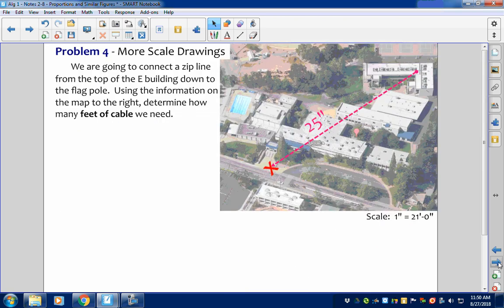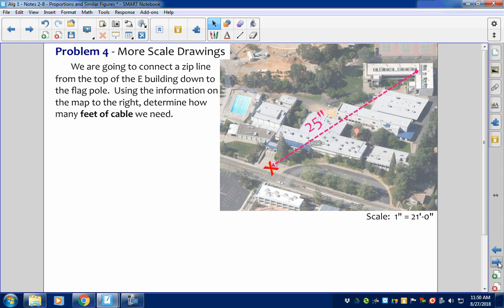All right, so this will be fun. The top of the E building, right up over here, we can go from the top of the E building down to the flag over there by the track. We have a zip line there. So it says we're going to connect a zip line from the top of the E building down to the flagpole. Using the information on the map to the right, determine how many feet of cable we need.